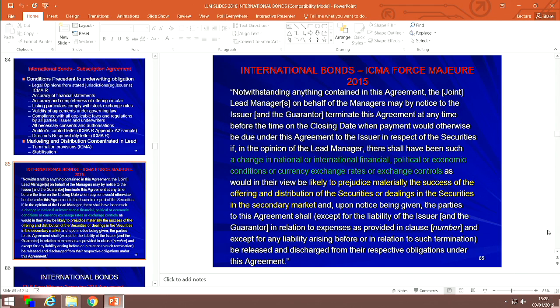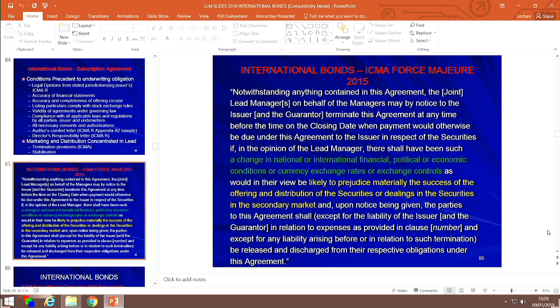Now, what it says is important to understand. First of all, it says, if in the opinion of the lead manager, there shall have been such a change in national or international financial, political, or economic conditions, or currency exchange rates or exchange controls, any of those things. You can see how wide that is. Changes in national or international financial, political, or economic conditions.